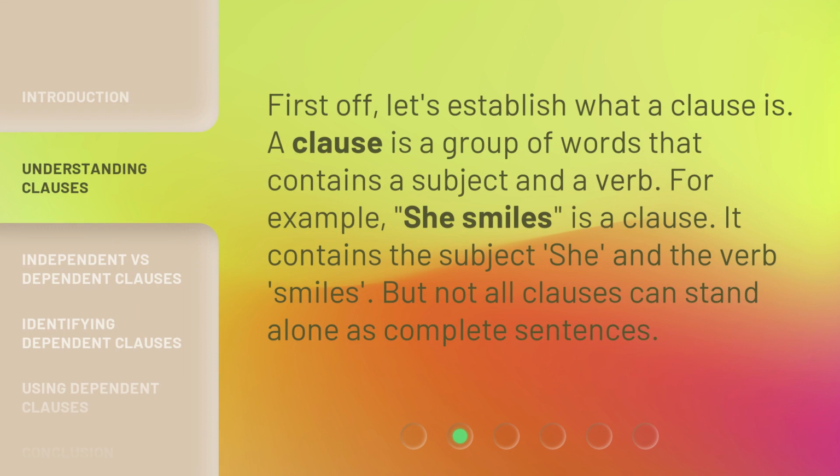First off, let's establish what a clause is. A clause is a group of words that contains a subject and a verb. For example, "she smiles" is a clause. It contains the subject, "she," and the verb, "smiles." But not all clauses can stand alone as complete sentences.